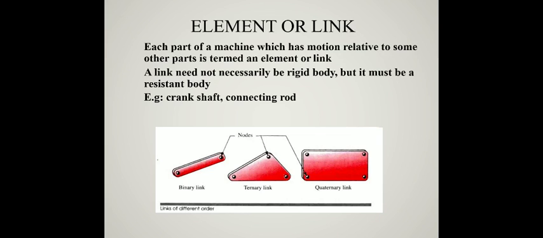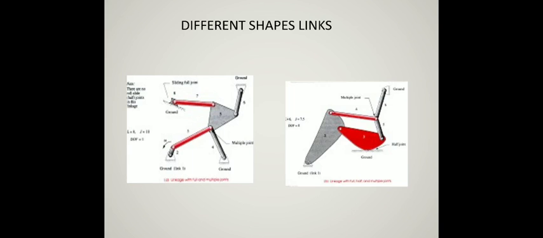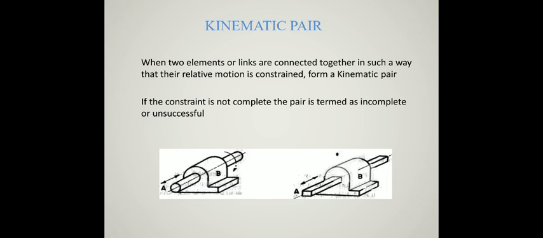Examples: crankshaft, connecting rod, piston is also one kind of link, right? So there are many kinds of links, but one thing is necessary, relative motion between each other. There are many kinematic links which must have relative motion between each other. There are different shapes of links, right? All links have relative motion between each other.